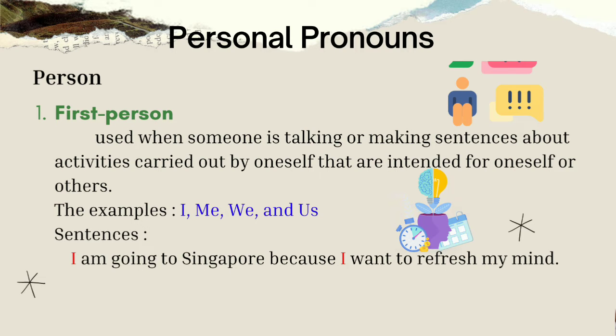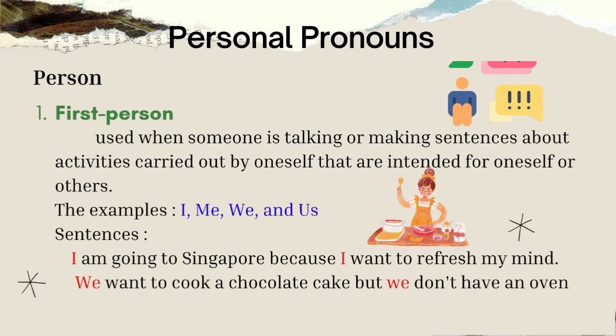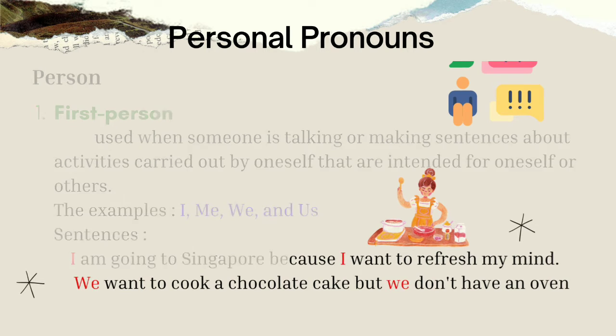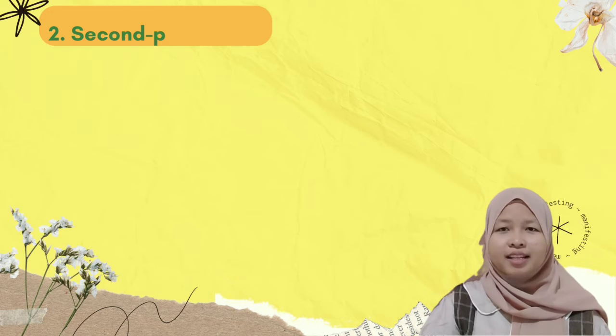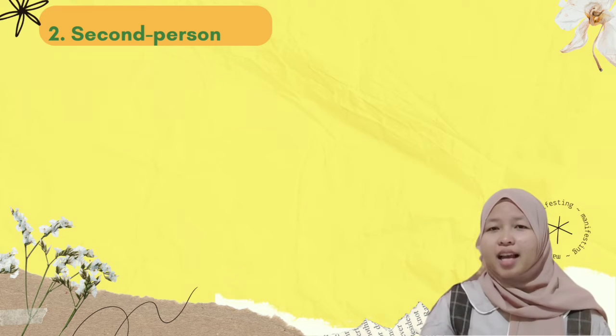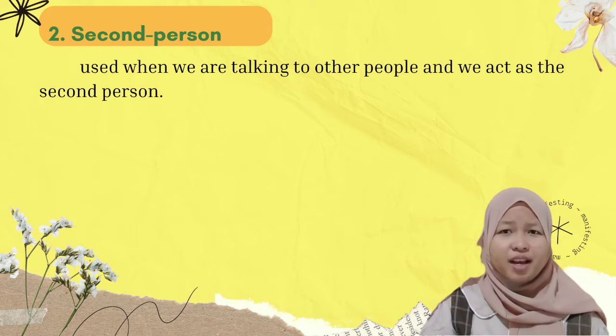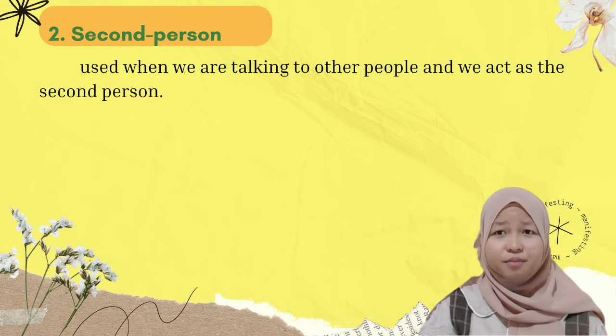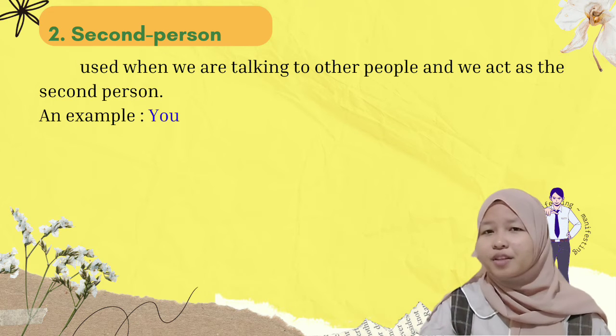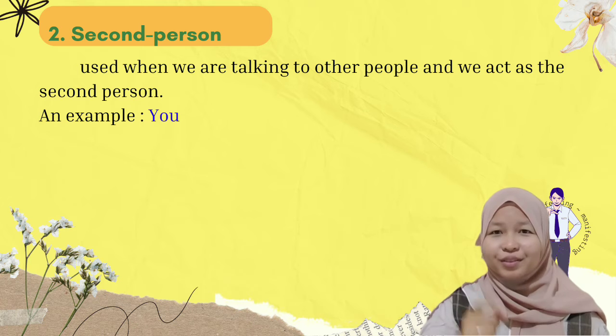Examples of sentences are: I'm going to Singapore because I want to refresh my mind. We want to cook a chocolate cake, but we don't have an oven. Next is the second person. The second person is used when we are talking to other people and we act as the second person. An example of this pronoun is you.